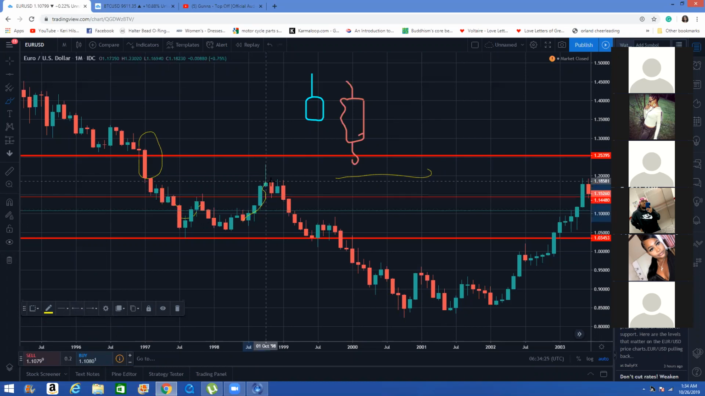All right, it broke and it retested. Then what did it do? The range, and it came down here. Then it broke here. What did it do on this one? Did it retest right there too? Yes, sure did.